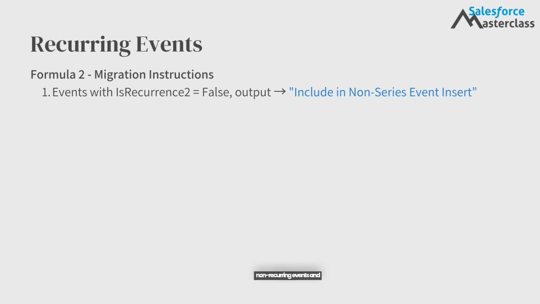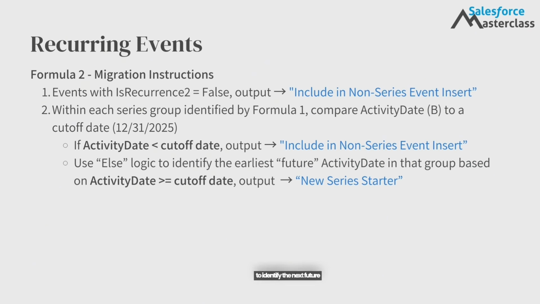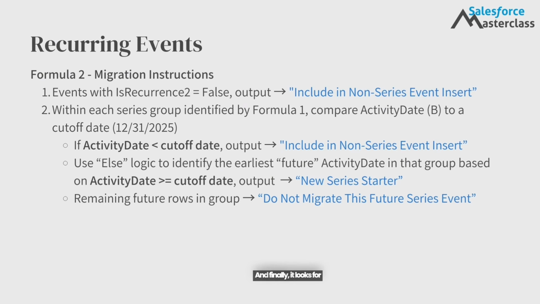First, it looks for all the non-recurring events and returns instructions to include a non-series event insert. Then it analyzes each series group based on the Formula 1 key and compares each event's activity date to the cutoff date. Anything before that date will get loaded as part of the history. Then it uses Excel's else logic to identify the next future event in the series and outputs the text new series starter. And finally, it looks for all future events scheduled after the new series starter and outputs do not migrate this future series event.